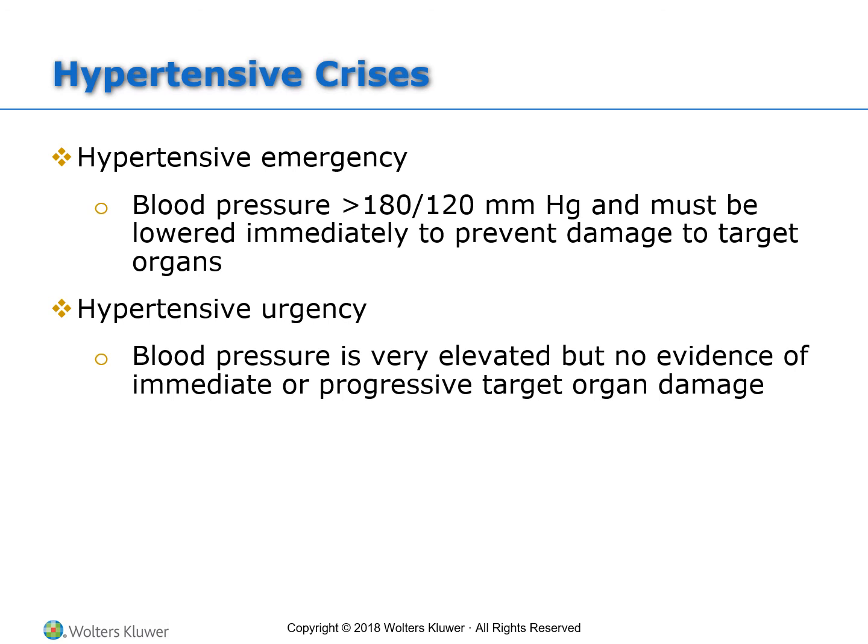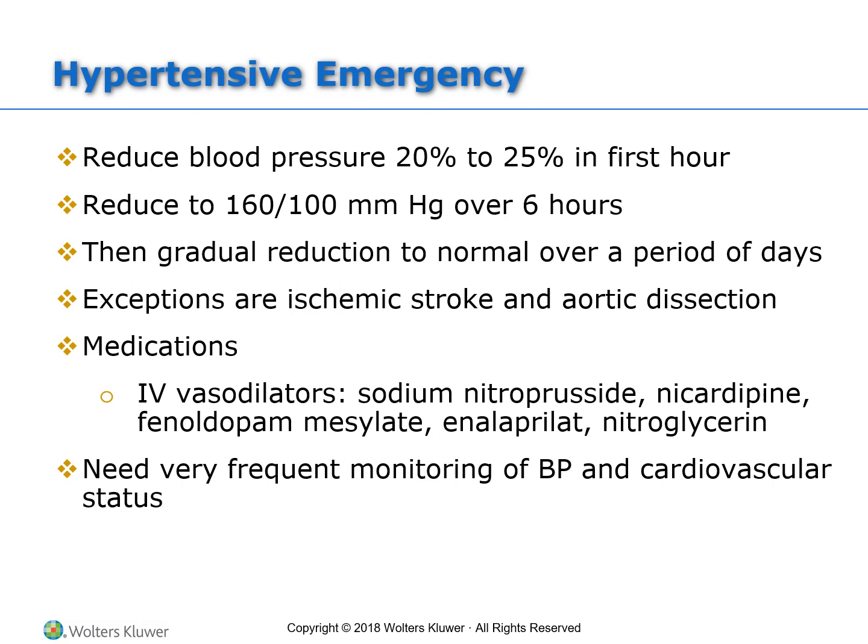As far as hypertensive crises, there are two types of crises. You have the emergency and then hypertensive urgency. In a hypertensive emergency, you have a blood pressure of greater than 180 over 120 millimeters of mercury. Blood pressure needs to be lowered immediately. Otherwise, you are going to have damage to your heart, your lungs, your kidneys. In hypertensive urgency, your blood pressure is definitely elevated, but there's no evidence or signs of immediate target organ damage. So they would be treated a little bit differently.